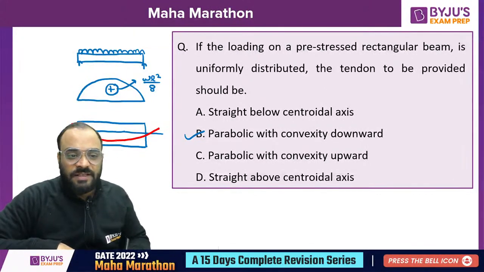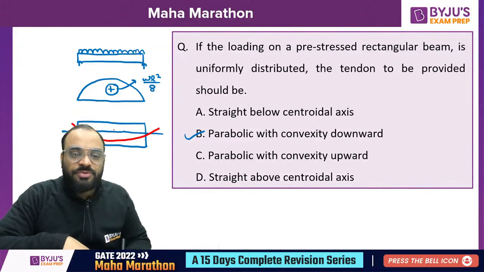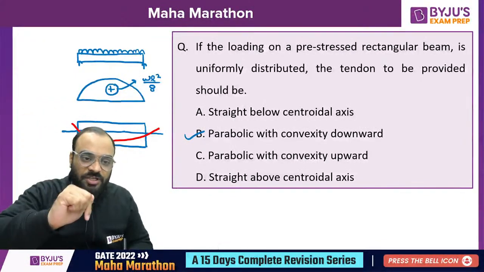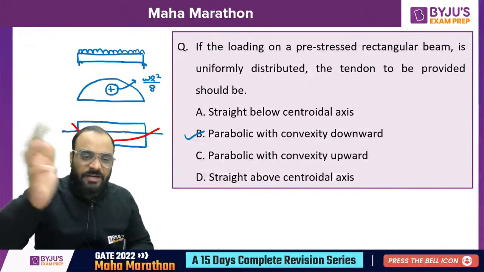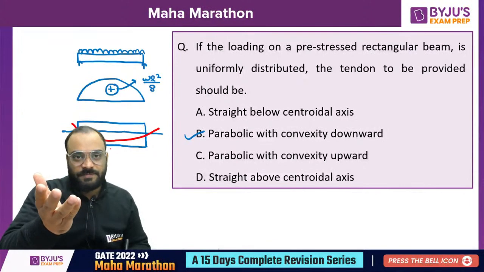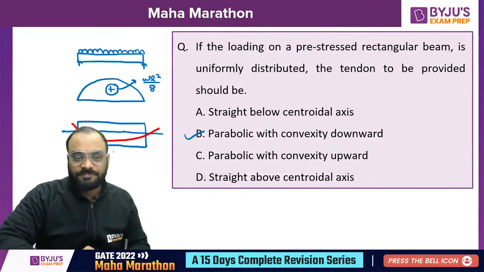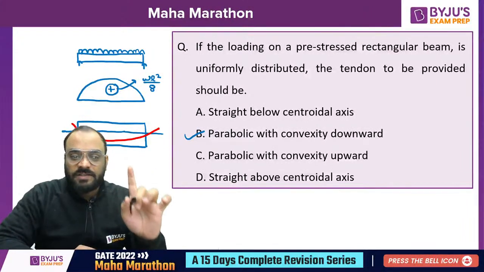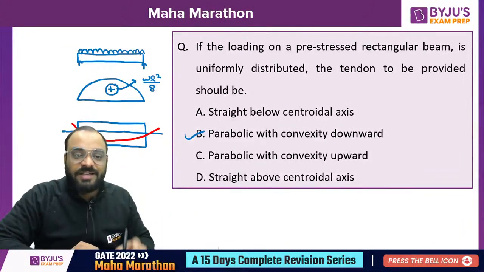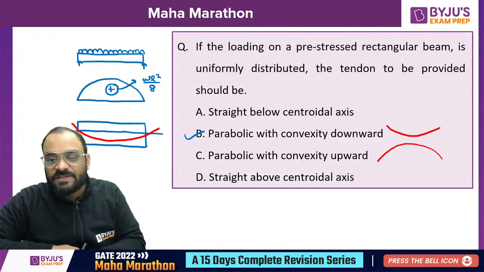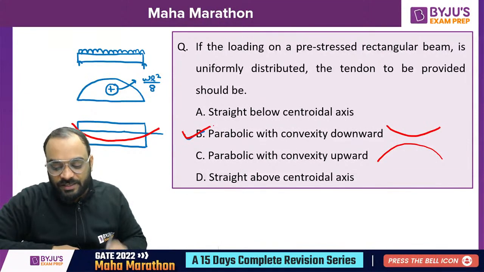Now what you will observe, guys, is that this particular shape is concave from the top view. But if you observe this shape from the bottom, then it is convex. But you need to understand whether the convexity is upward or downward. It is downward. If convexity is upward, it looks like this. If convexity is downward, it looks like this, correct? So that's why, guys, B is the correct answer for this problem.